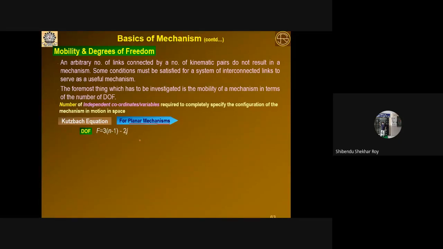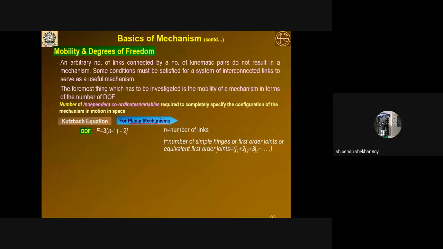And when, one by one, you apply the constraint, that means you create the joint, then for each revolute joint or prismatic joint, two motions are constrained. That is why it is minus 2 multiplied by the number of such joints. Now, what is J? J is the number of simple hinges, or first order joints, or equivalent first order joints.